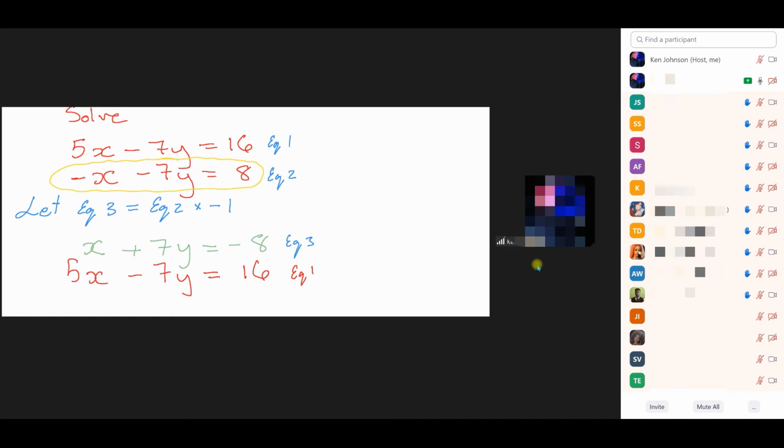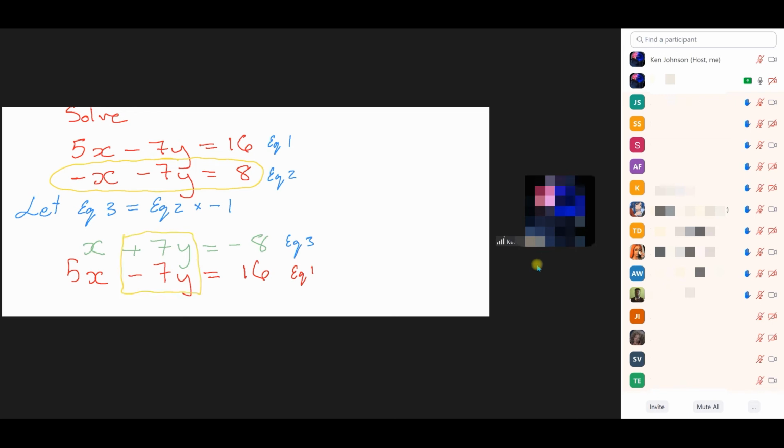I look at it and I see that if I could get a positive 7y, then I would have inverse terms, right? And how would I get a positive 7y? If I multiplied by a negative 1. So I multiplied all of equation 2 by negative 1, giving me equation 3 in green. And then when I compare equation 3 with equation 1, I can see I have my inverse terms.